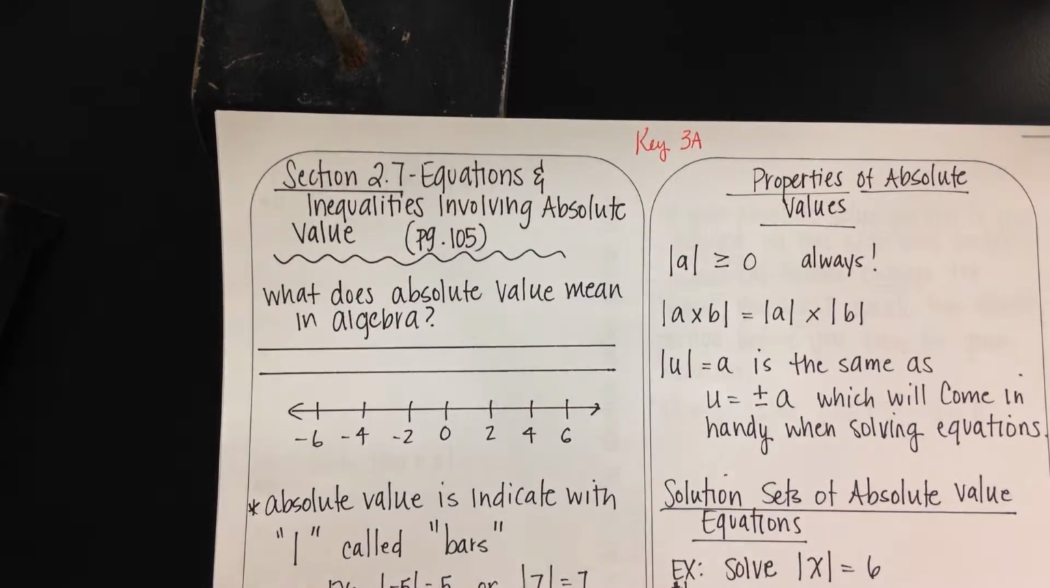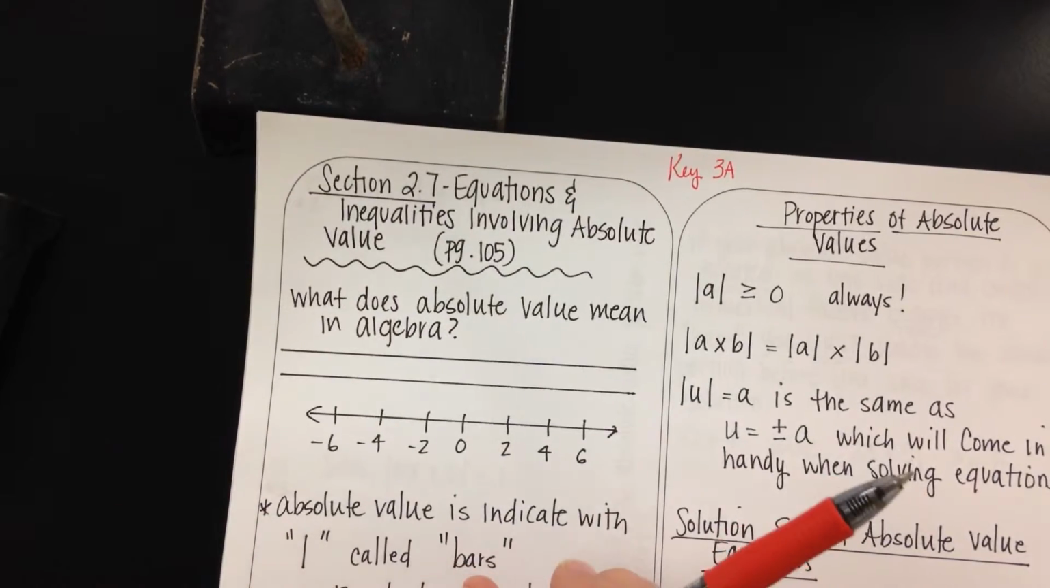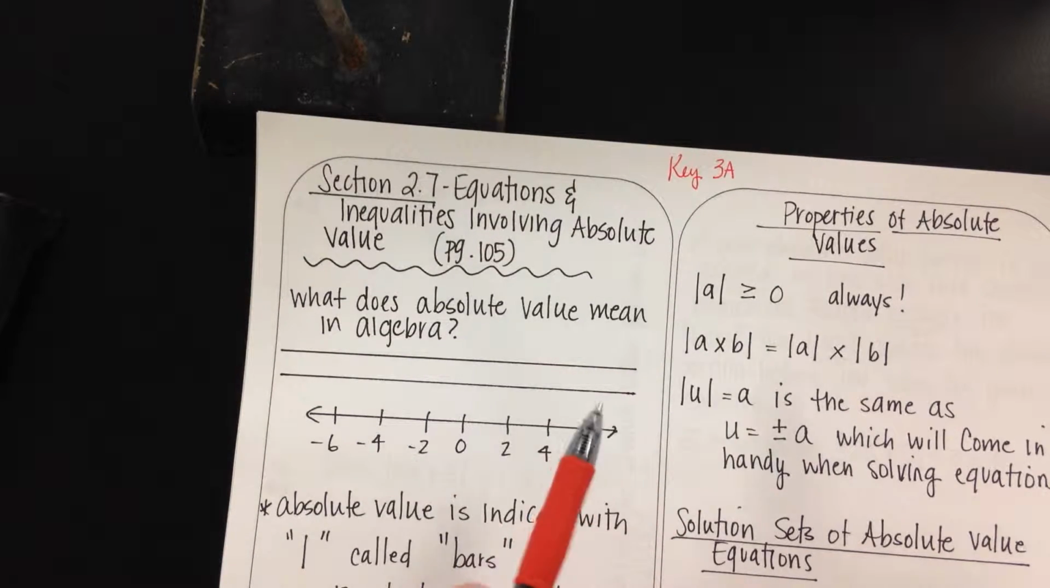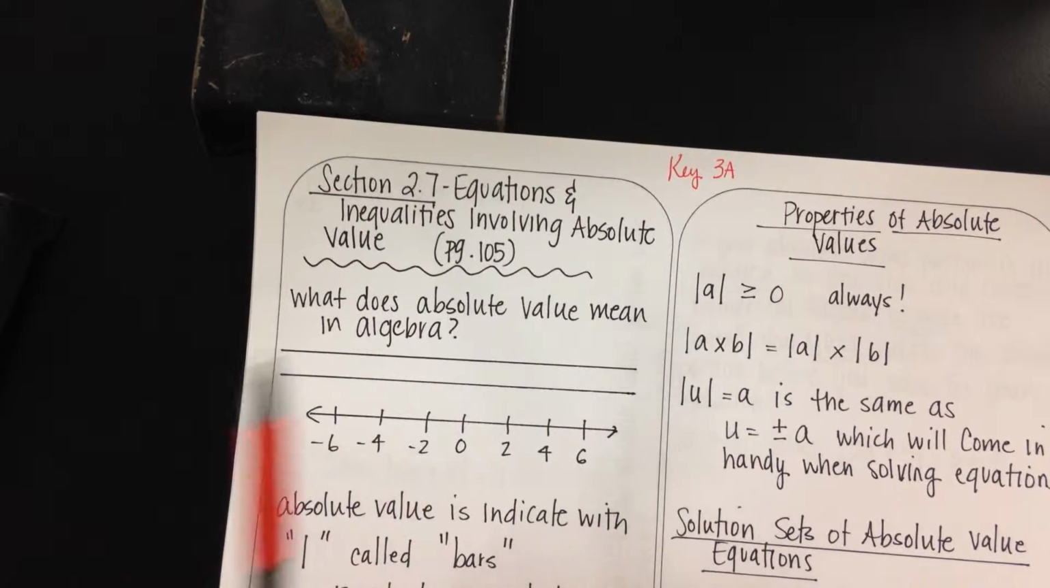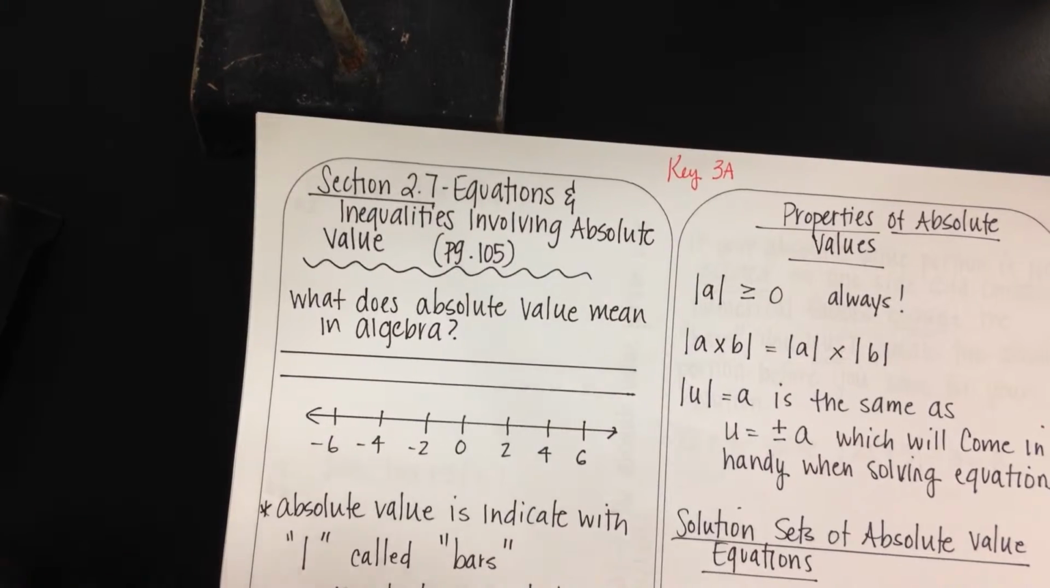Okay, so in our notes, this is starting section 2.7, which is covering equations and inequalities involving absolute value. Let's talk about some background information that you should have remembered from pre-algebra or algebra. Earlier in the year, we did work with a couple of absolute value problems, but it was just working with numbers in general. What do you guys remember about the term absolute value and what it means in relation to a number line?